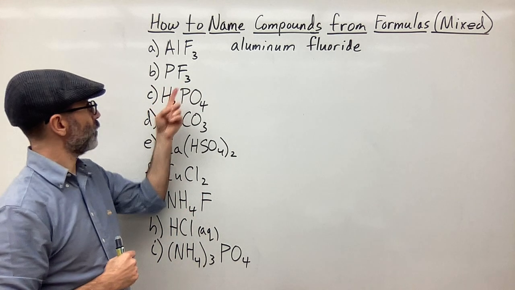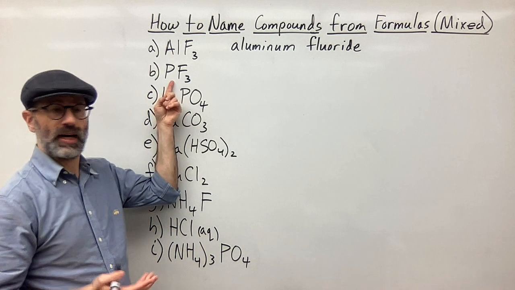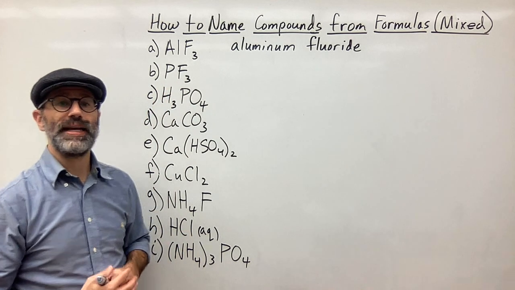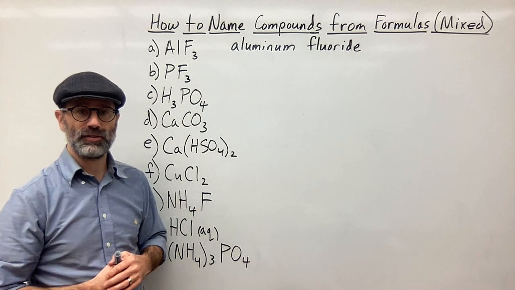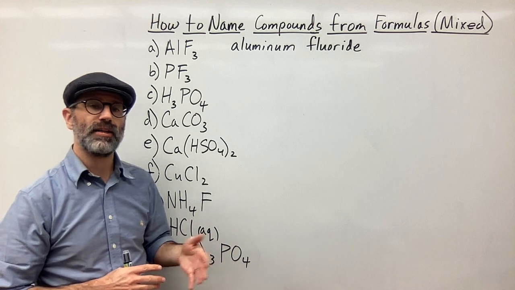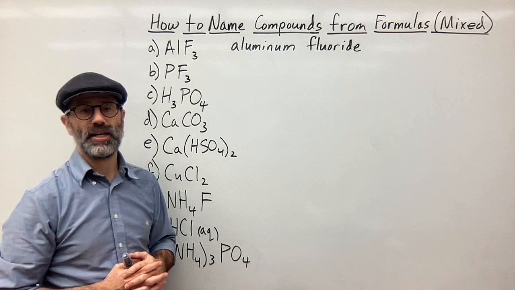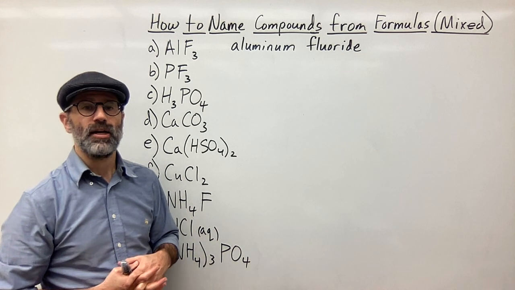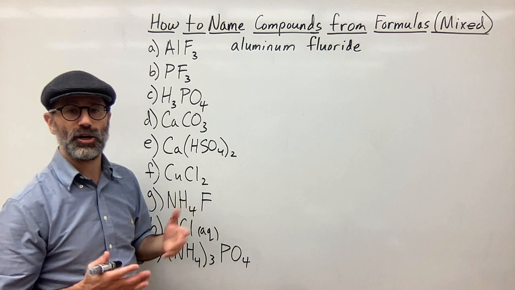Next, we have PF3. So again, is it ionic or covalent? Basically, do we have a metal or a nonmetal? Here we have only nonmetals, so this is covalent. So we're going to name this in the covalent way. But first, the next question we have to ask ourselves is, does it begin with hydrogen? Because if it begins with hydrogen, that's going to be a giveaway that it is an acid, and so we're going to have to name it like an acid rather than your normal binary covalent compound. Okay, so here it doesn't begin with hydrogen, so it's not going to be an acid. It's just going to be a binary covalent compound.